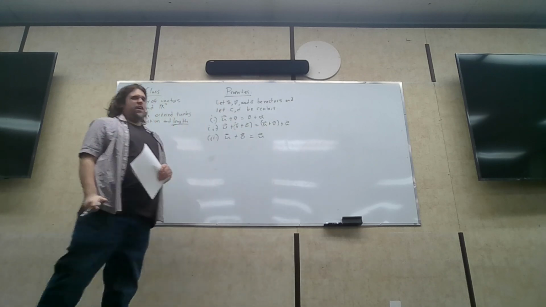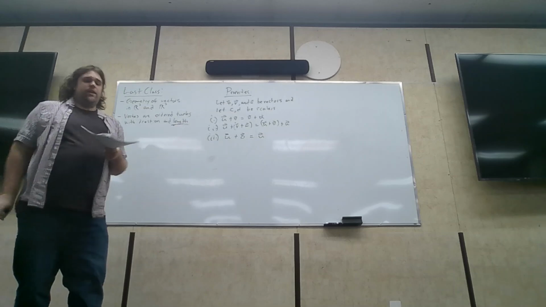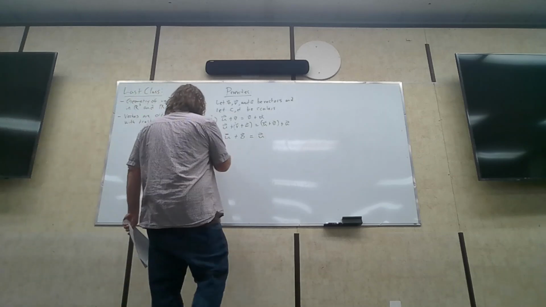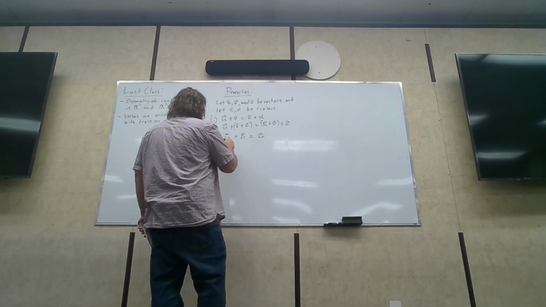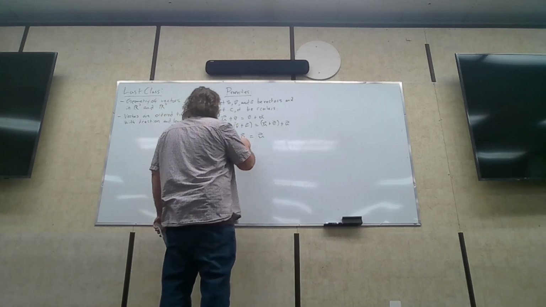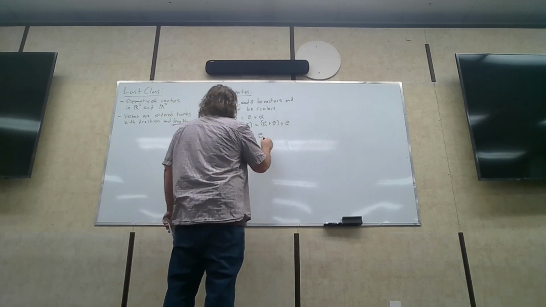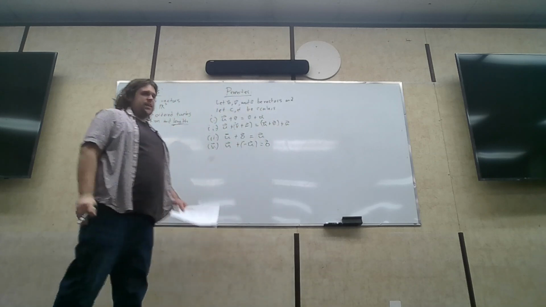This one, though, is always going to be true. If you add 0 to a vector, you get the vector back, right? It just doesn't do anything. That makes sense. Similarly, if you add a vector to its negative, you get the 0 vector, obviously. That makes sense.